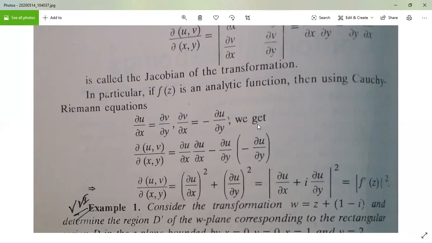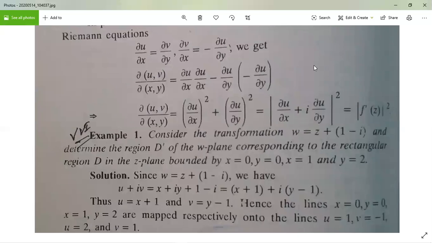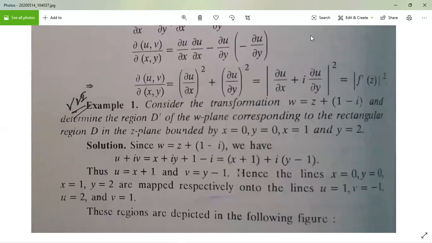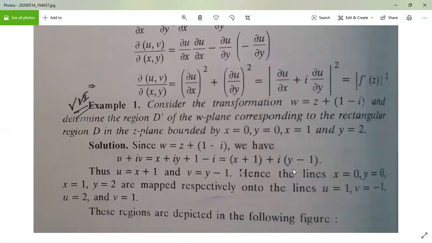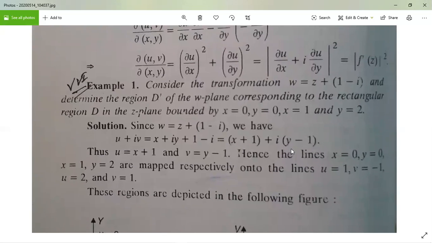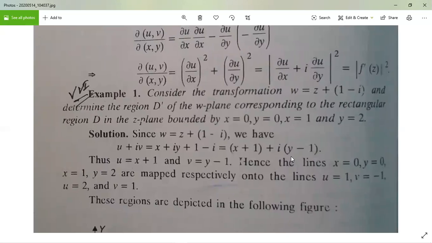In your next class, I will solve some numerical problems on this transform, that is, by using the Jacobian function, which will be taught in your next class.